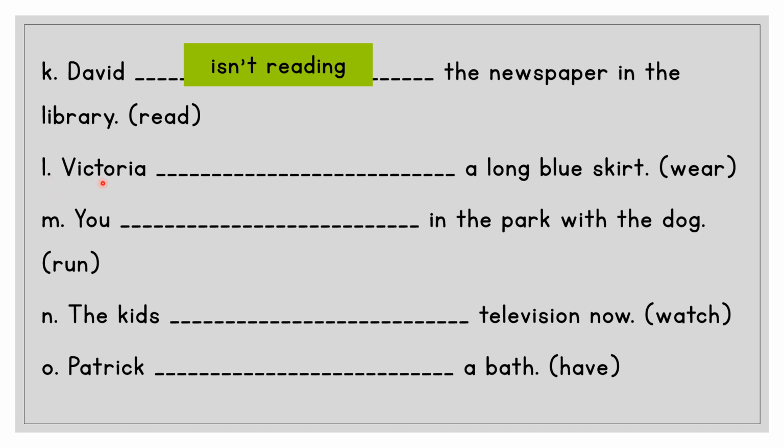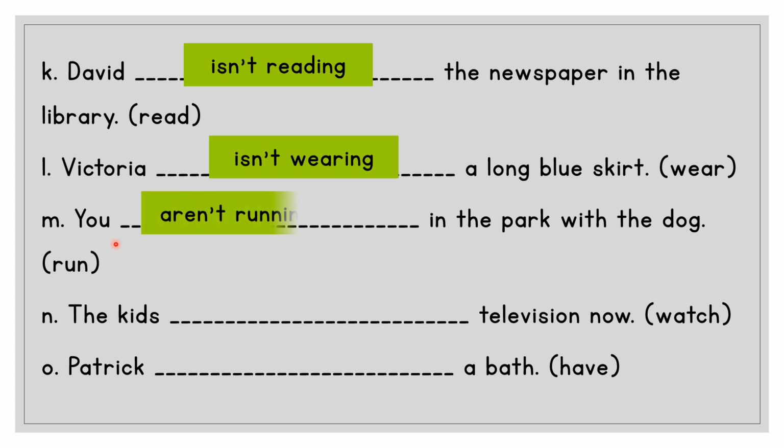Next, Victoria. Singular or plural? Singular. Isn't or aren't? Isn't. So Victoria isn't wearing a long blue skirt. Okay, next. Am. You. Isn't ke aren't? Walaupun dia seorang, dia singular tapi kita tak nak guna isn't. Why? Kerana diriku and dirimu begitu berharga. So we use aren't running in the park with the dog.